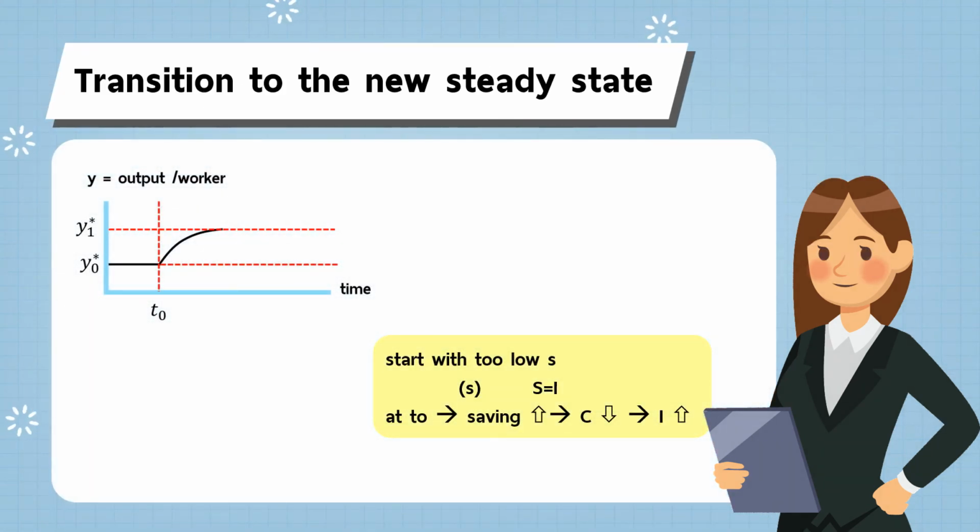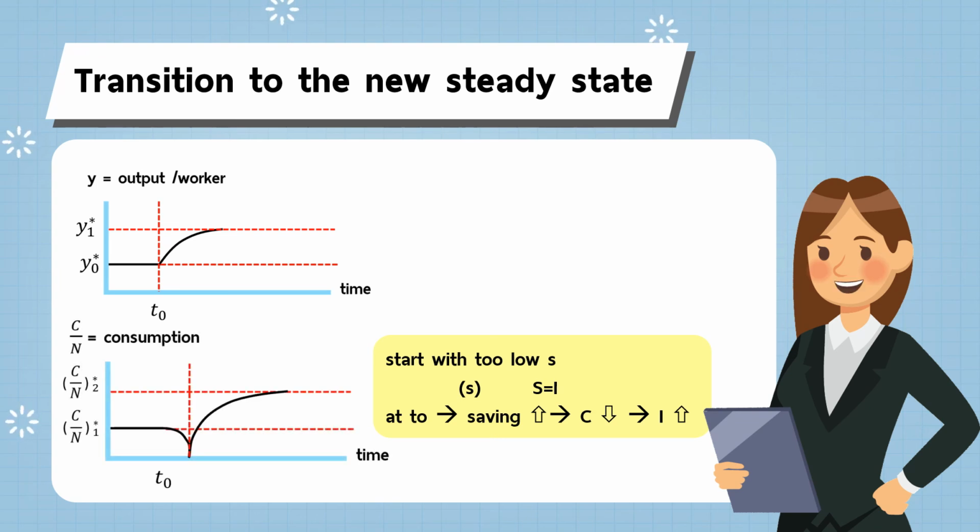For the graph of output per worker over time, first it starts with too low saving rate, so steady state is low too. After we increase saving rate, steady state will increase too. So output per worker will gradually move to the new steady state.